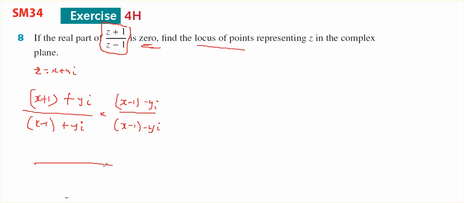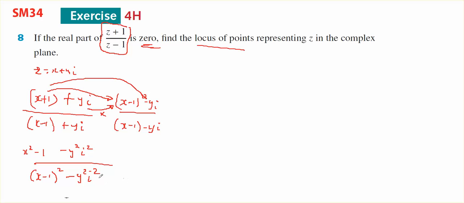Okay, so my bottom will be x minus 1 squared minus y squared i squared. The top will be x plus 1 times x minus 1, so that's the difference of two squares, so x squared minus 1. Then this is minus yi times that, plus yi times that, that will be 0. So then I've got minus y squared i squared. So my top becomes x squared minus 1 plus y squared over x minus 1 squared plus y squared.